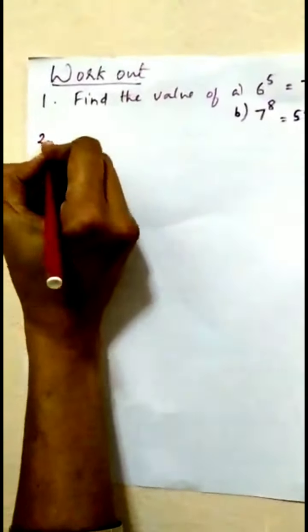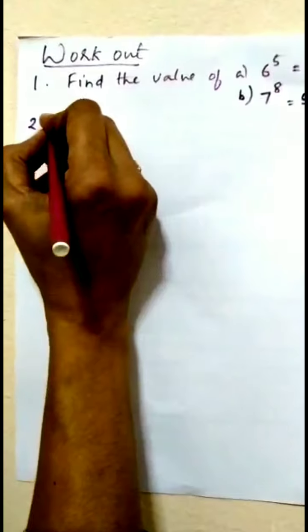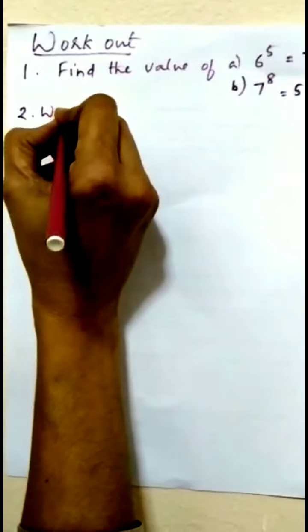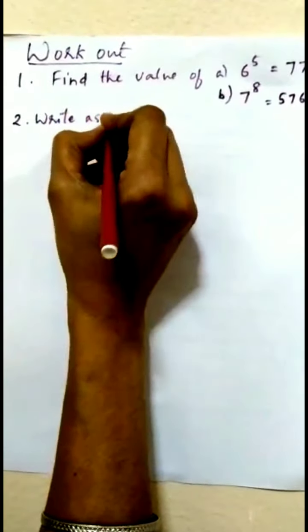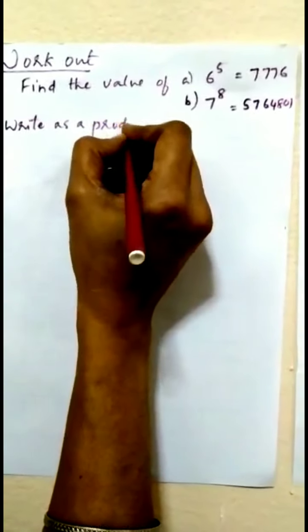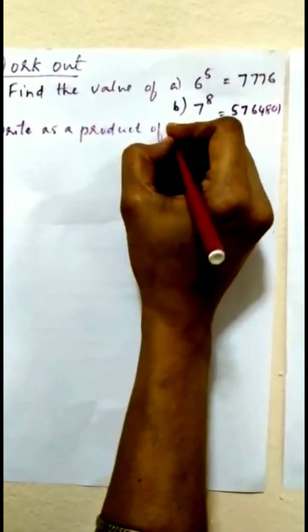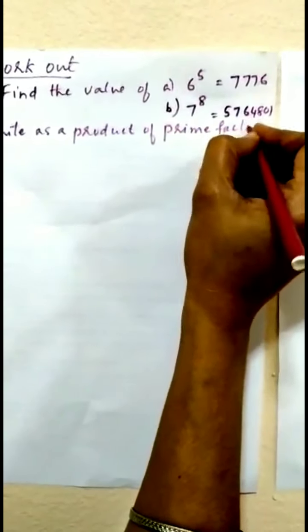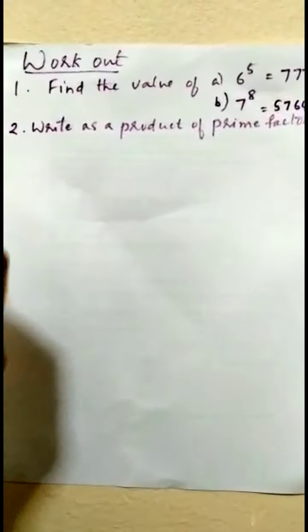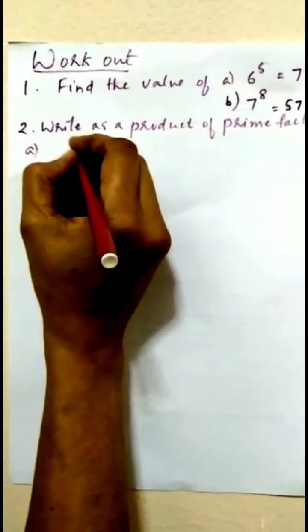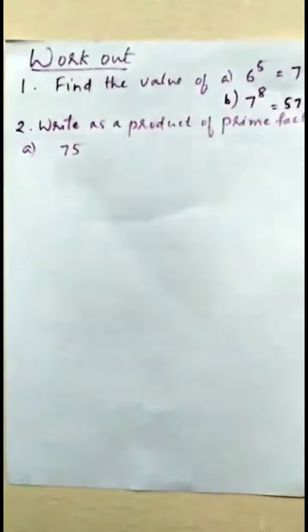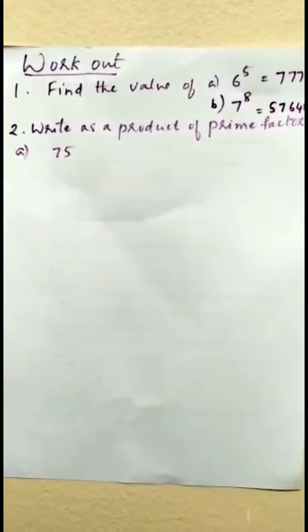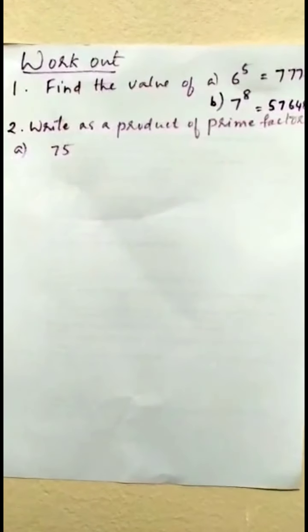Question number 2, you have to find the prime factors. Write as a product of prime factors. Prime numbers, in the last video I showed you what the prime numbers are. Question A, 75, you have to write as a product of prime numbers.